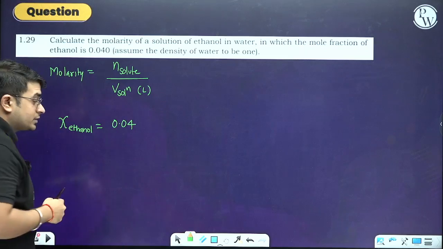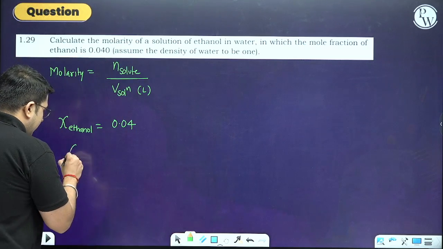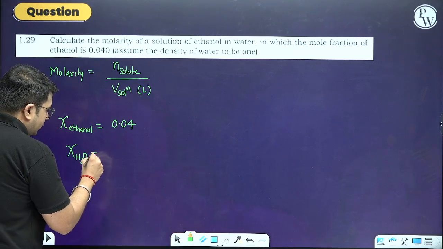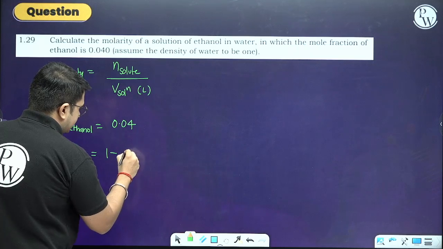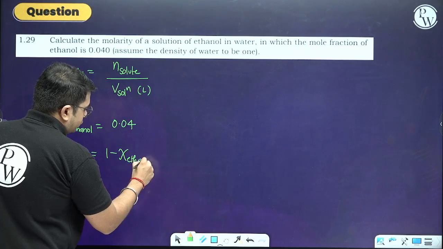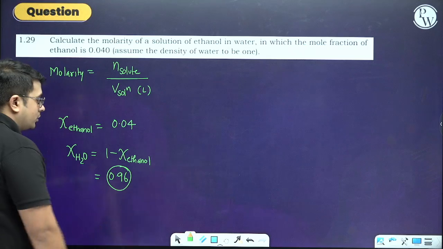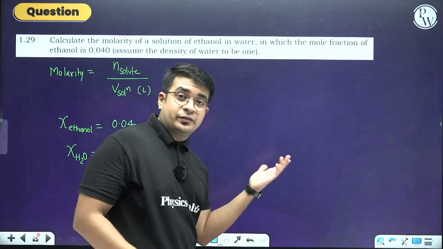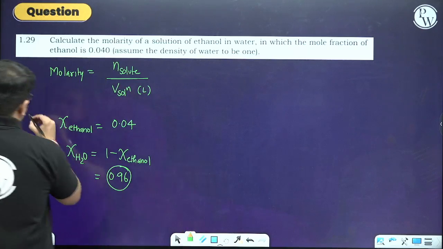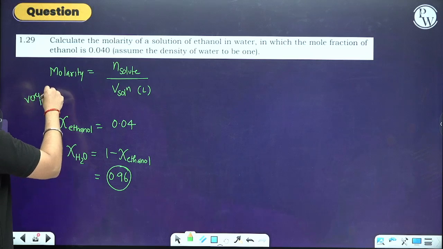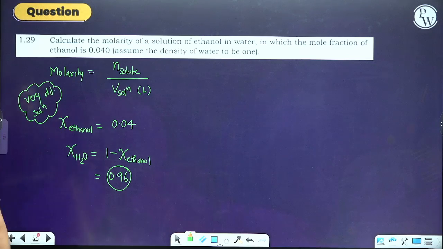If this value is that low, it means the solution is very dilute, because the mole fraction of water will be 1 minus 0.04, or 1 minus chi of ethanol, since we are talking about a binary solution. That will be 0.96. So the mole fraction of water is very high, and the mole fraction of ethanol is very low. It means we have a very dilute solution. First of all, that is the thing you have to understand.